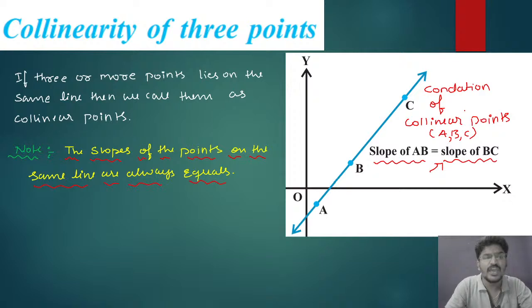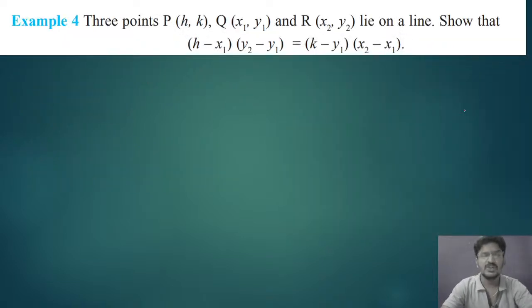So that's why I am giving this much importance to this, because this condition is going to be very useful in the coming problems. So there you must not get confused. Here you have 3 points on the same line. Therefore, all the 3 points are collinear if the slope of AB is equal to the slope of BC. Okay, so now let us go for the example.